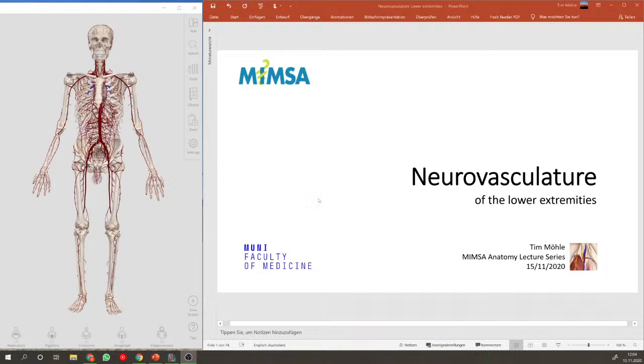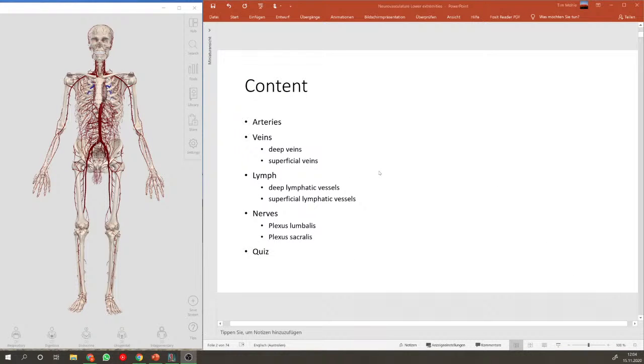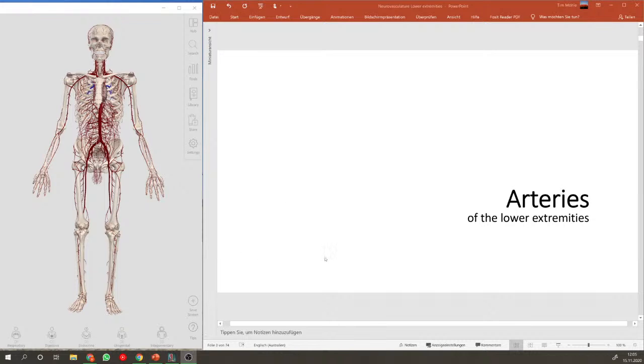Alright, so neurovasculature of the leg. So arteries, veins, lymph nodes, we had that. And if we do have time in the end, we can do a little quiz. But let's get started with the arteries.